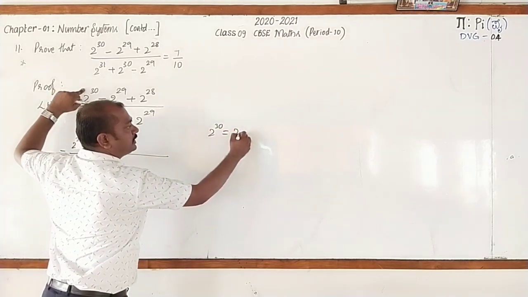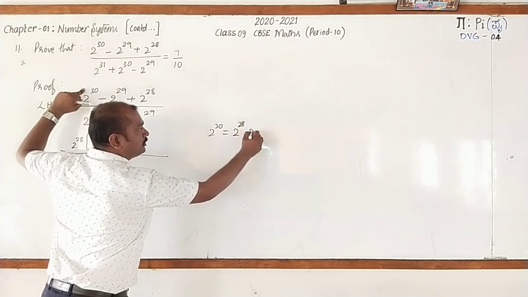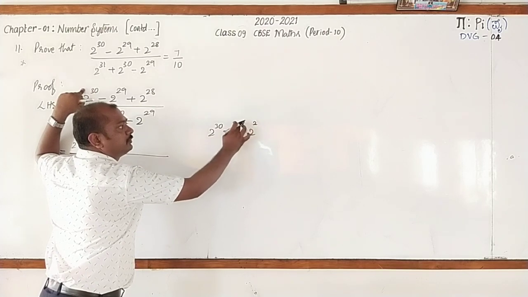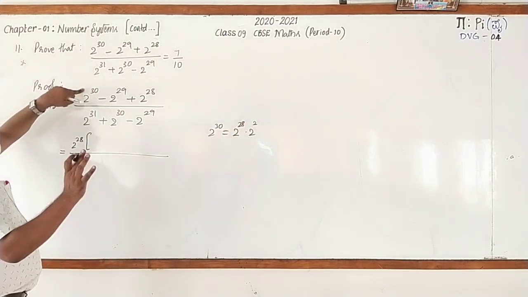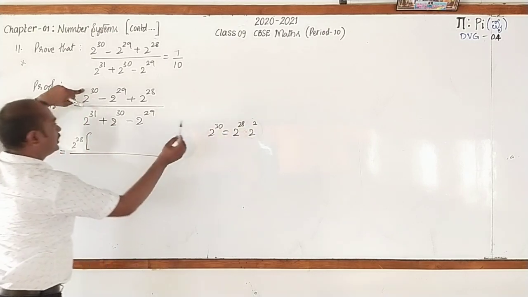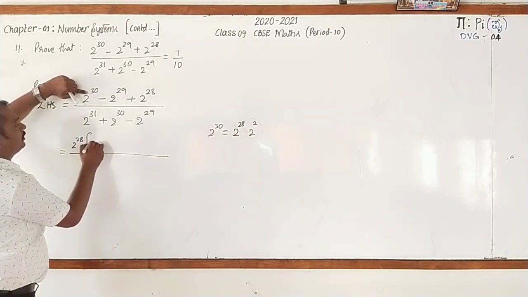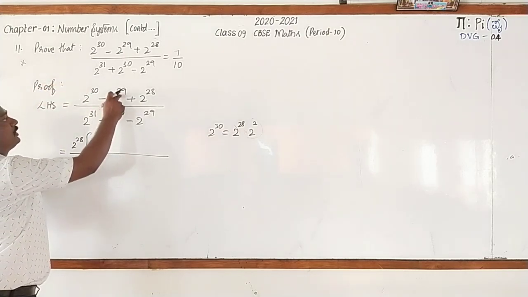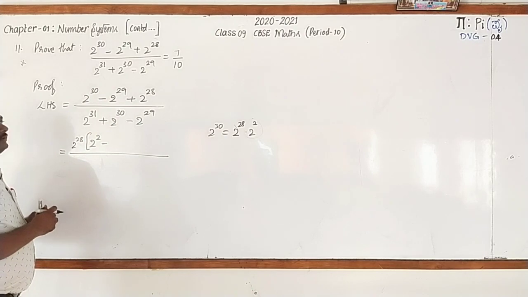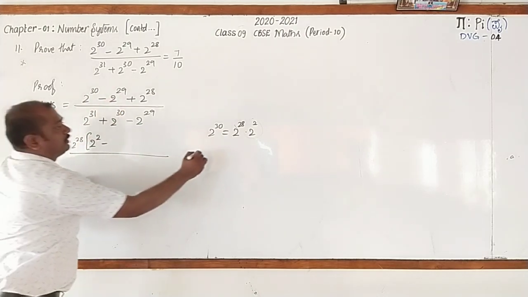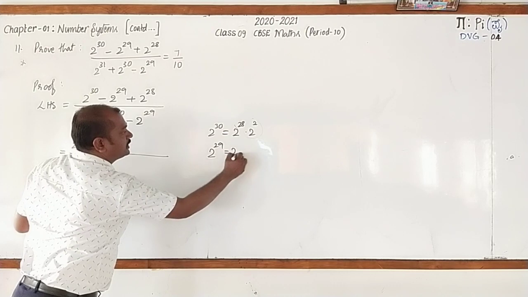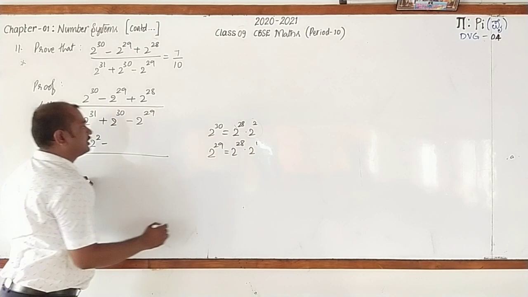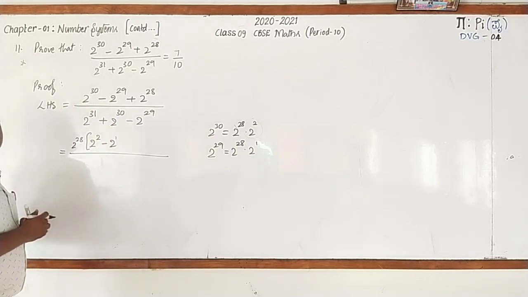When you take 2 raised to the power 28 as common factor, here 2 raised to the power 30 is there. This can be written as 2 raised to the power 28 into 2 raised to the power 2. Look here. Bases are same, powers are different. Add them. 28 plus 2, 30. Understood? Now we have taken 2 raised to the power 28 as common factor, remaining 2 raised to the power 2. Minus. Here 2 raised to the power 29 is there. 2 raised to the power 29 can be written as 2 raised to the power 28 into 2 raised to the power 1. 28 is taken as common factor, it will be 2 raised to the power 1.